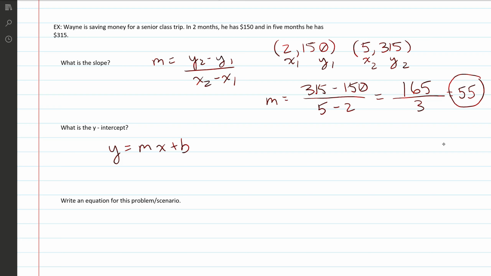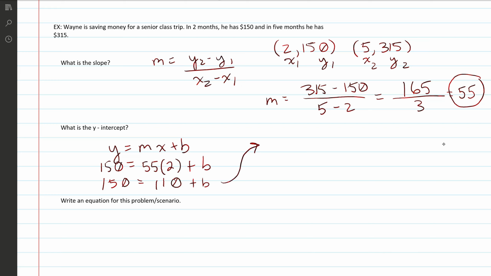Well, y is the 150. If we go back up, that ordered pair, y is 150, x is 2. So 150 is equal to the slope, which is what we just found, 55, times x, which is 2. X is in that ordered pair up there, right? We're just pulling the x and y from what they've already given us, plus b. So we get 150 is equal to 55 times 2. That'll give us 110 plus b.